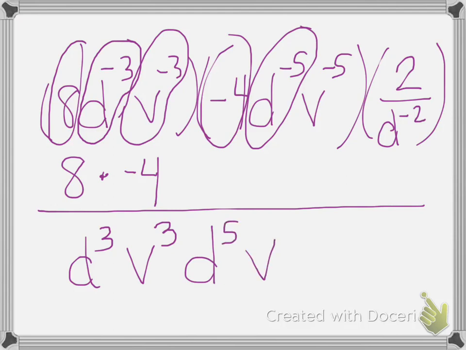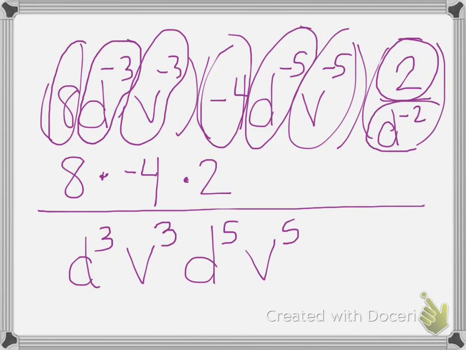V to the negative 5th, so I'm going to bring that down. The 2 is a numerator, it's on the top, so I'm going to go times 2. And this d to the negative 2 was under the line, so I'm going to move it above the line. Notice I didn't change the negative 4 because that's a negative number, it's not a negative exponent.